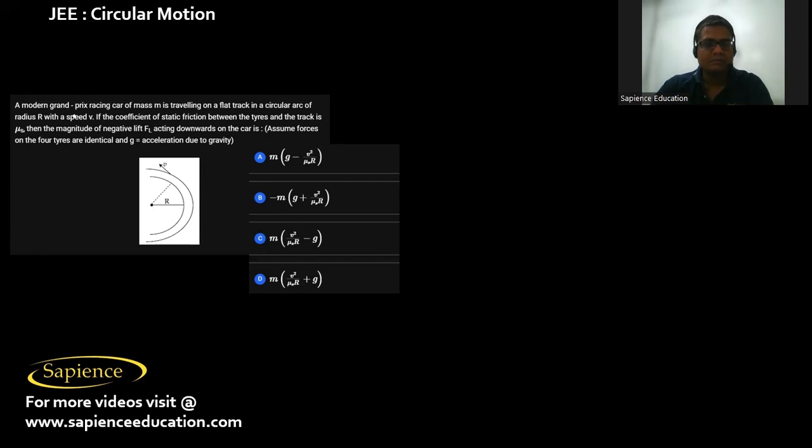The modern Grand Prix racing car of mass m is traveling on a flat track in a circular arc of radius r with a speed v. If the coefficient of static friction in between the tires and the track is mu s, then the magnitude of negative lift Fl acting downwards on the car is.